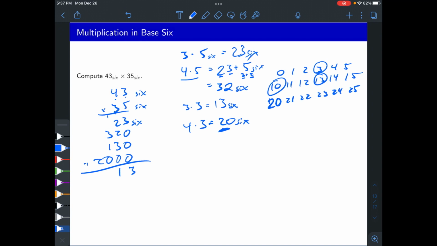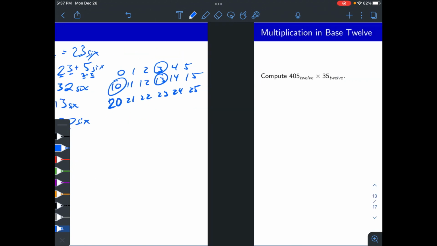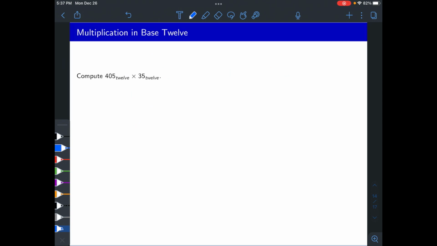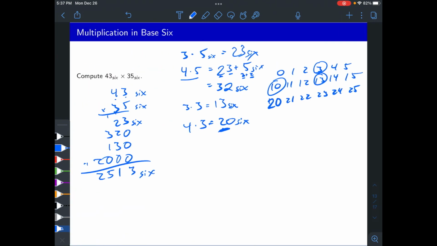I'll carry that 1 group of 6. And then 1 plus 3 plus 1 is equal to 5. And then bring that into 2. So 2, 5, 1, 3 base 6 is our answer. Oh, I didn't show this thing over here, which I specifically wanted to do. I hinted at it earlier in the video too.